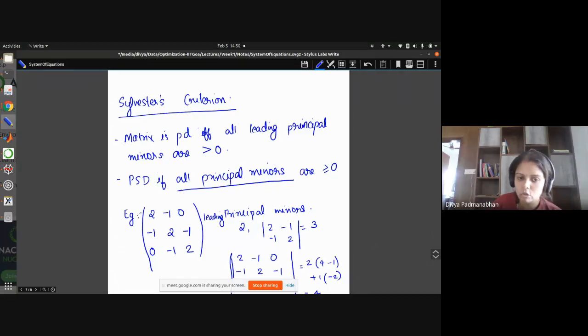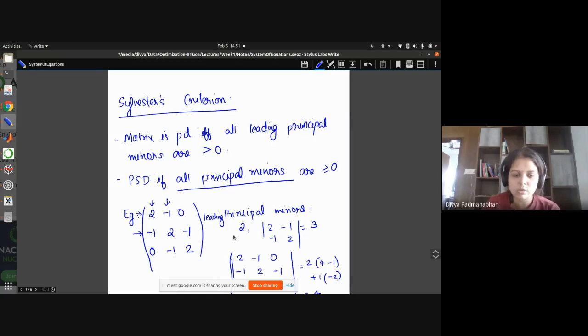Now if you take the first 2 rows and the first 2 columns, that is this submatrix here, and its determinant is the principal minor. When you take the first k rows and the first k columns, the determinants of those submatrices are called the leading principal minors. Okay, so this one is also going to give you 3.